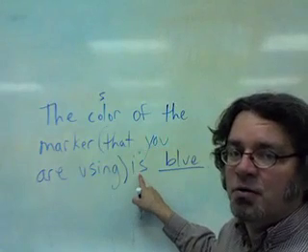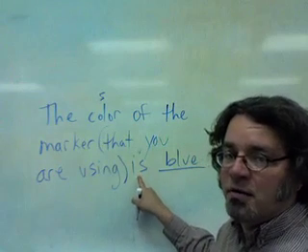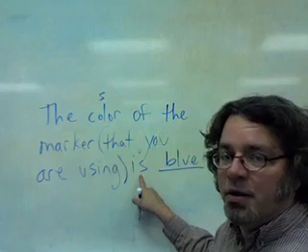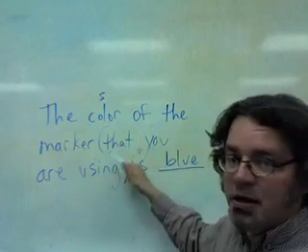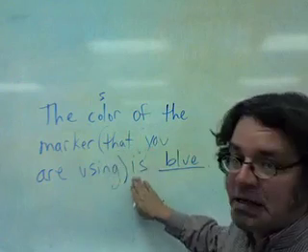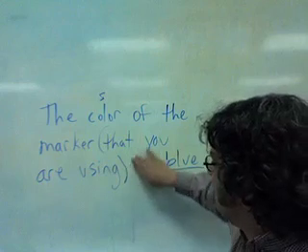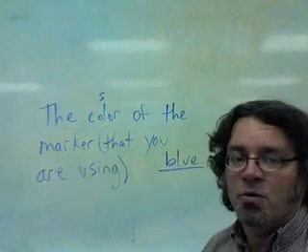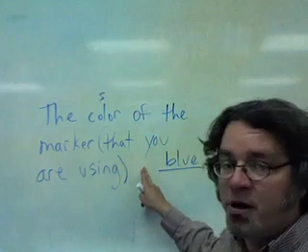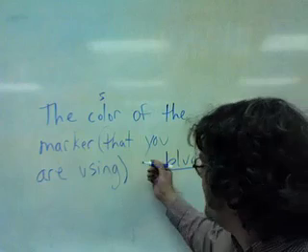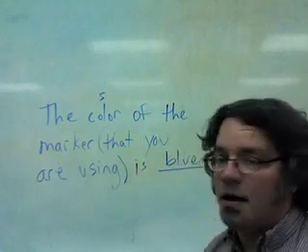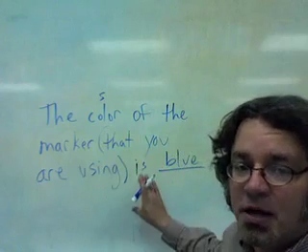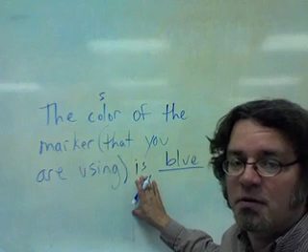Make sure that you include the verb when the adjective clause is inside of a sentence. Sometimes people forget to use the verb, so they might say something like, the color of the marker that you are using blue, and they would forget to put the verb here. But if you forget, then I'll hear it. I'll hear the mistake. You have to put the verb here.